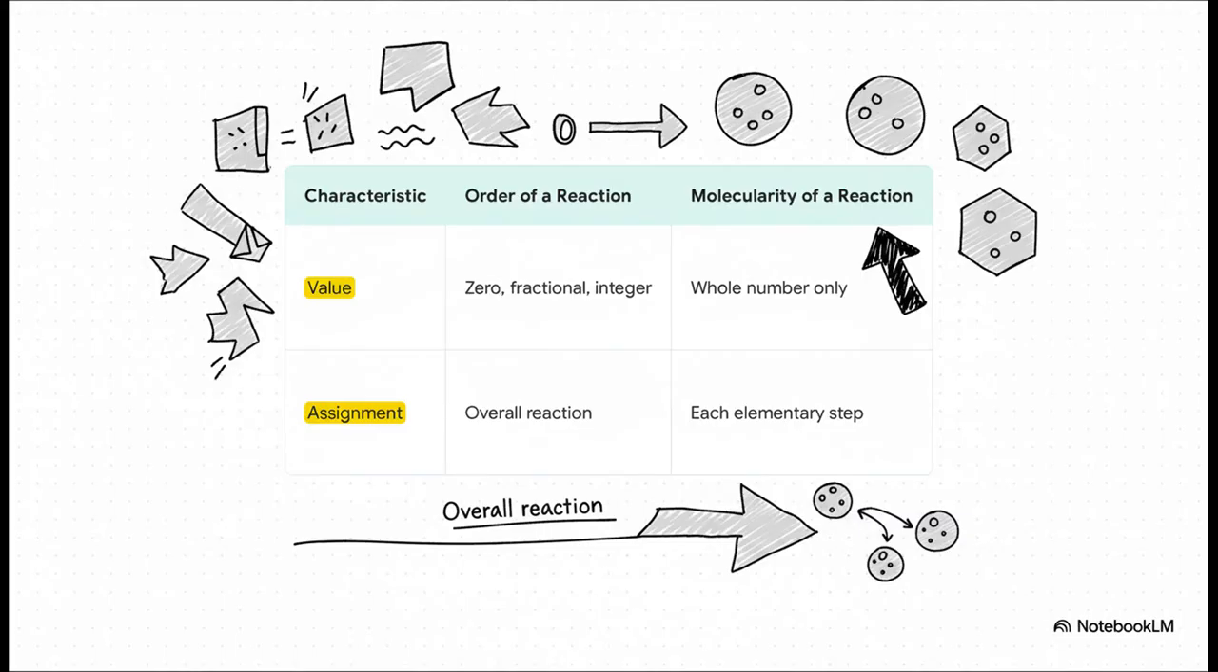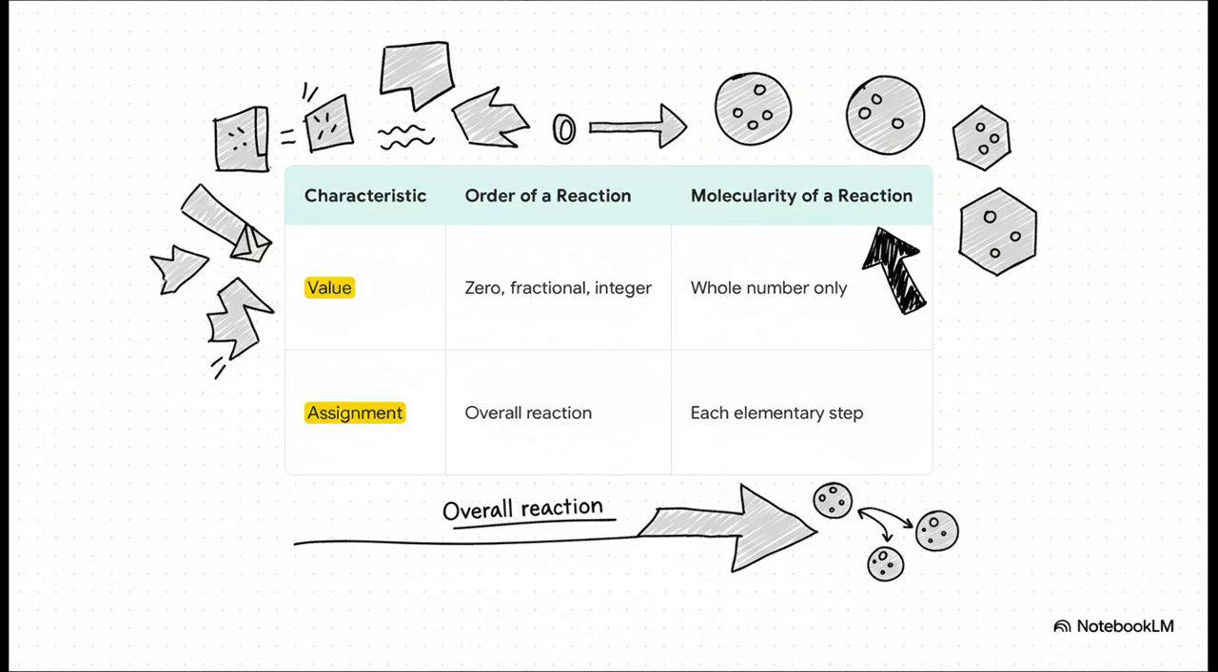Let's dig a little deeper here. The order, remember, comes from those exponents we found in the lab. It can be a whole number, a fraction, or even zero. But molecularity, that's just a head count of molecules colliding. You can't have half a molecule in a collision, so it's always a whole number.